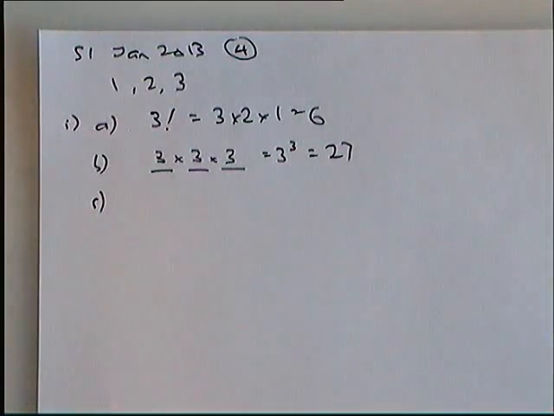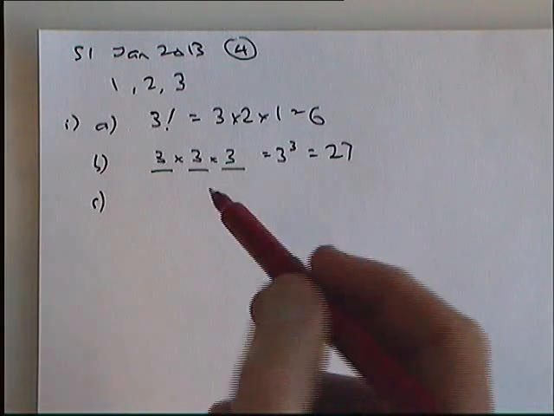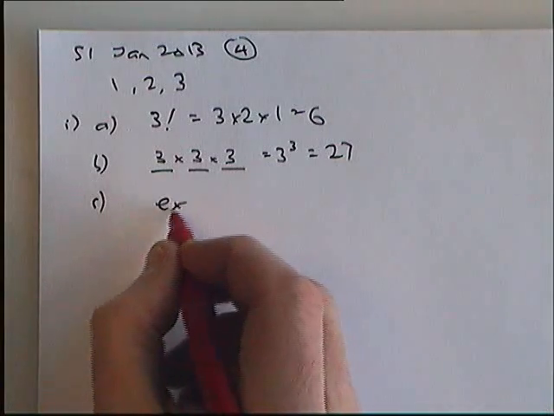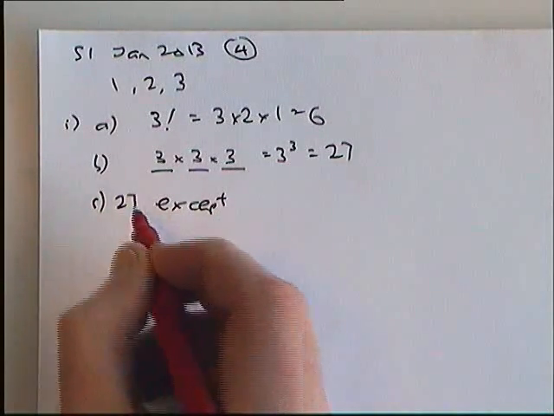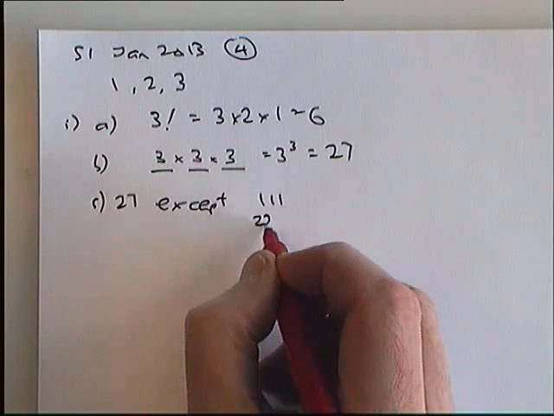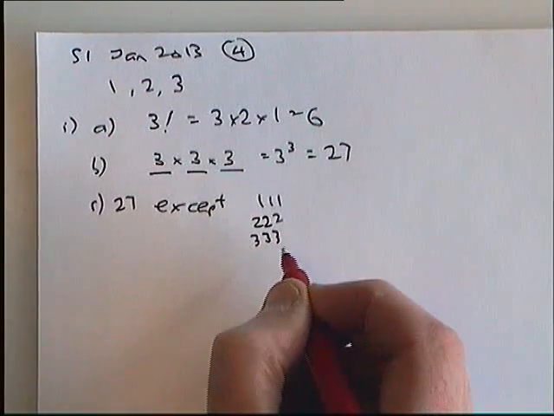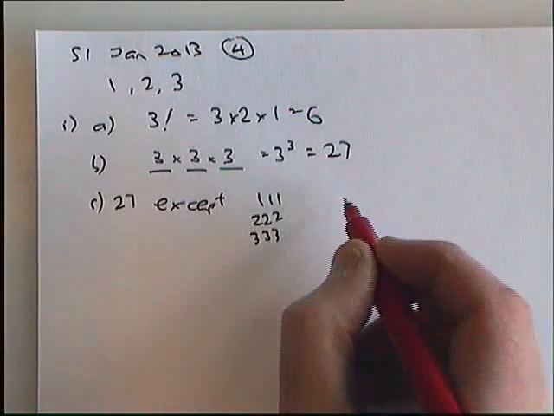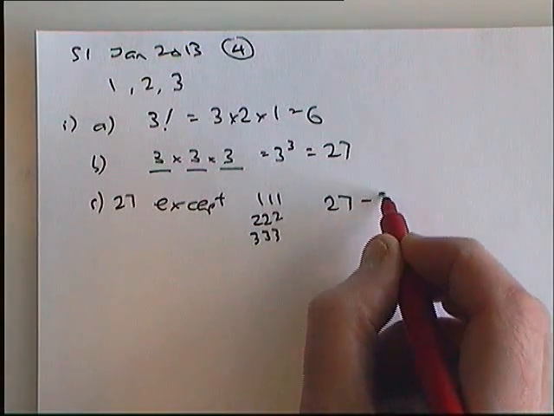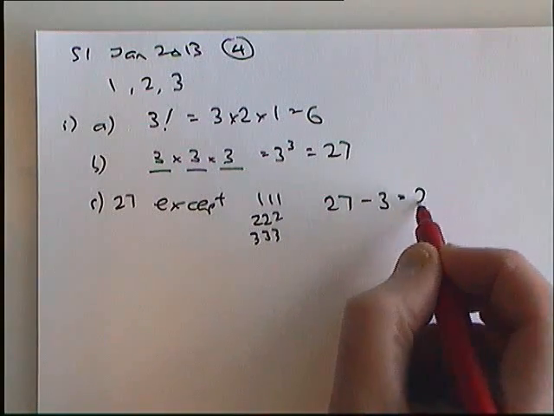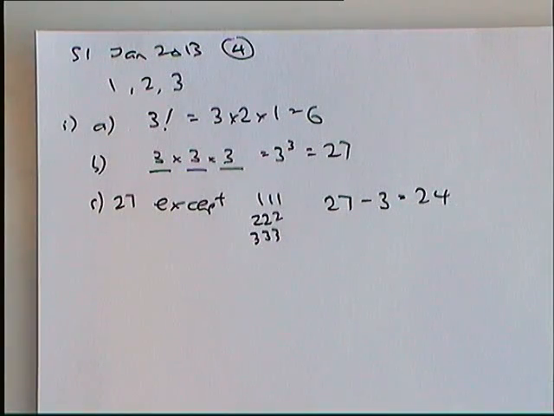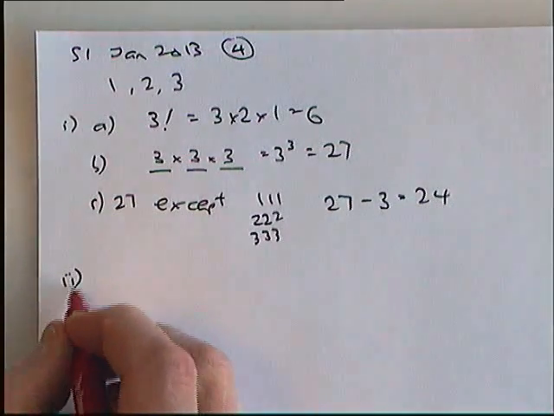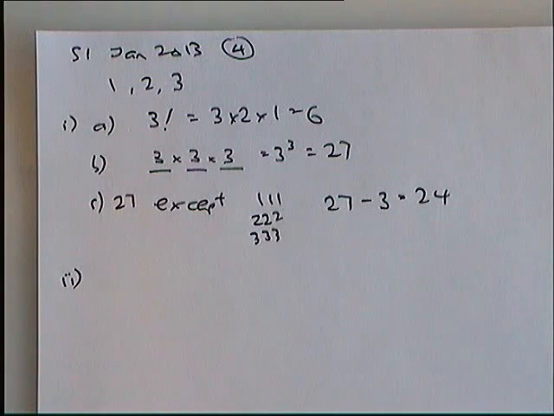And part C is each digit must be included at most twice. So the way I thought of that was, well, you can have all of them, so that's all 27, except you're not allowed 111 or 222 or 333. So there are 3 out of the 27 that aren't allowed. So the answer to part C is 27, take away those 3 that aren't allowed, which gives you an answer of 24.